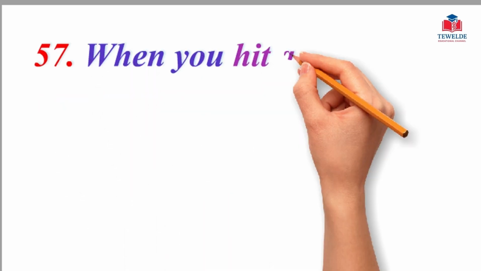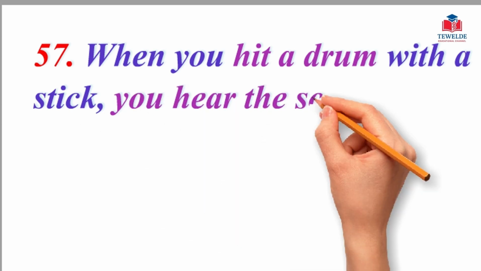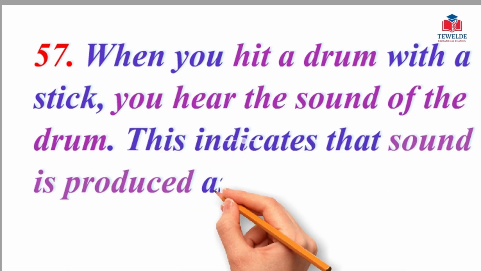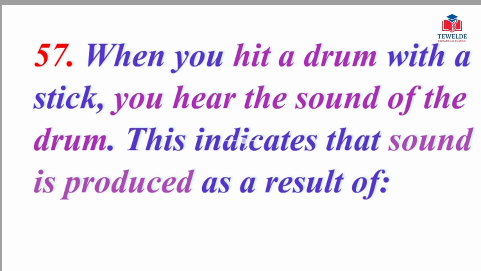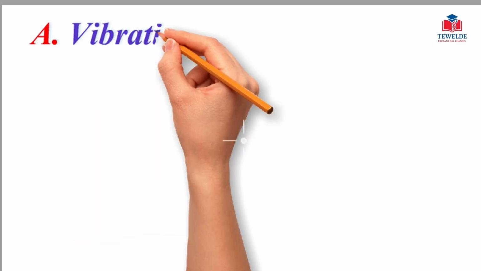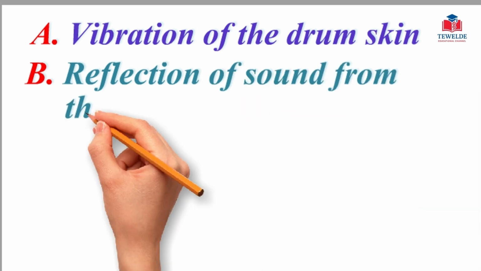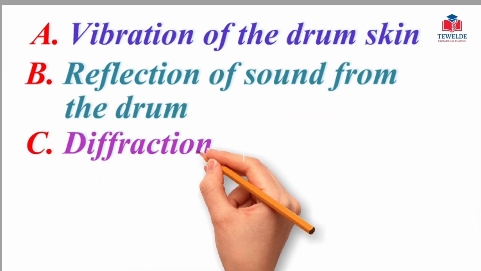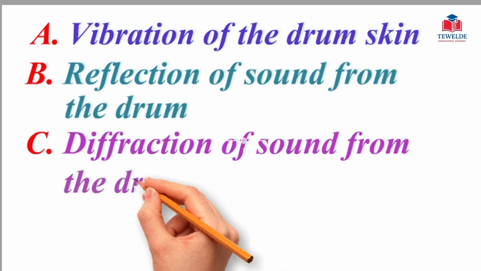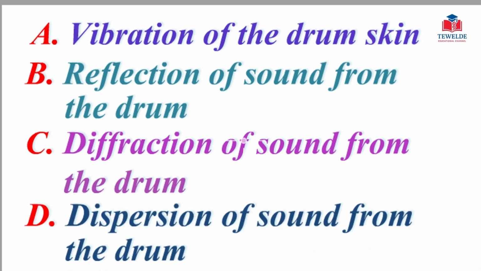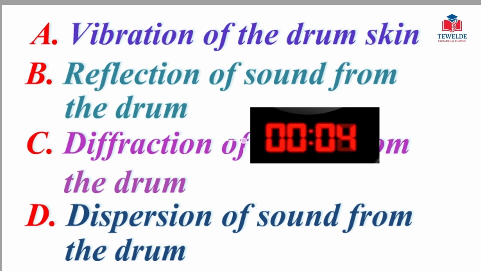Question number 57. When you hit a drum with a stick, you hear the sound of the drum. This indicates that sound is produced as a result of A. Vibration of the drum skin, B. Reflection of sound from the drum, C. Diffraction of sound from the drum, D. Dispersion of sound from the drum.